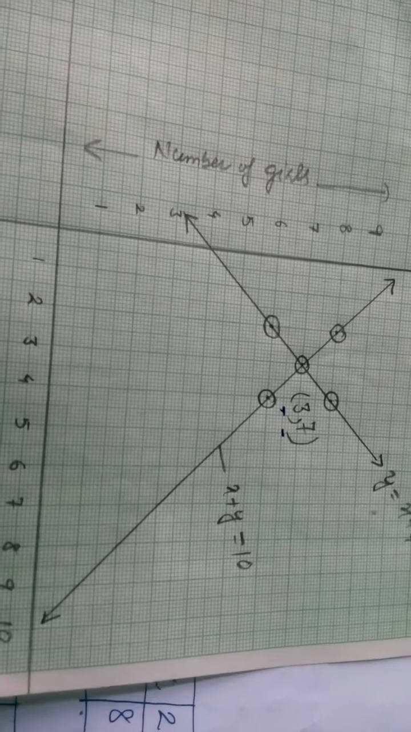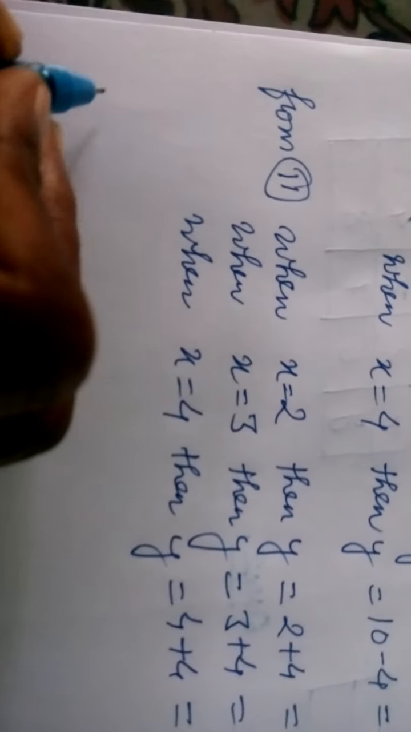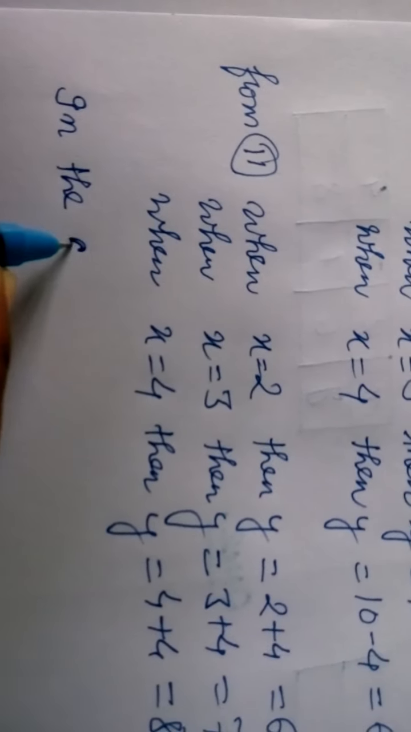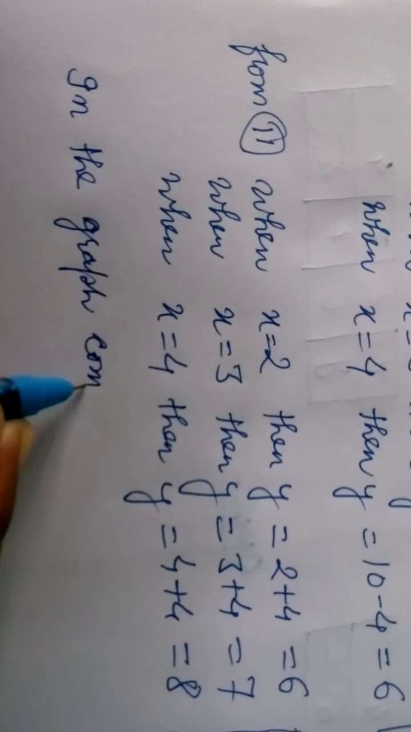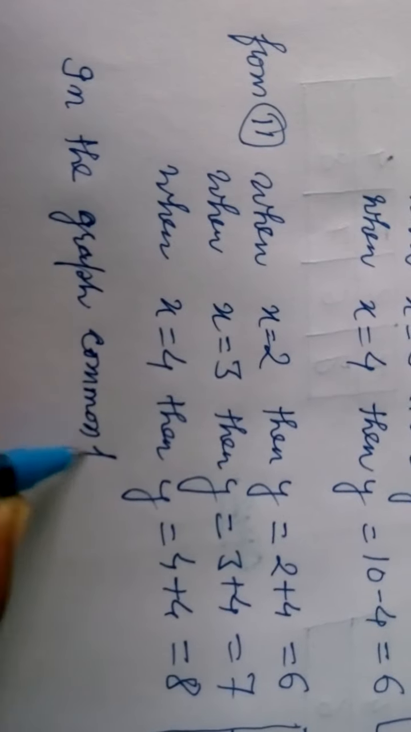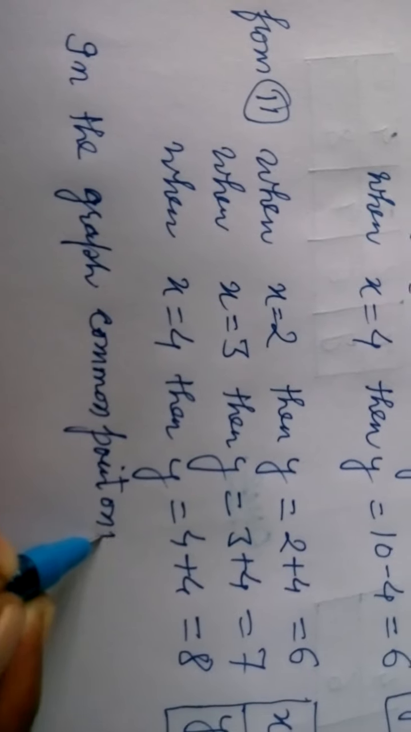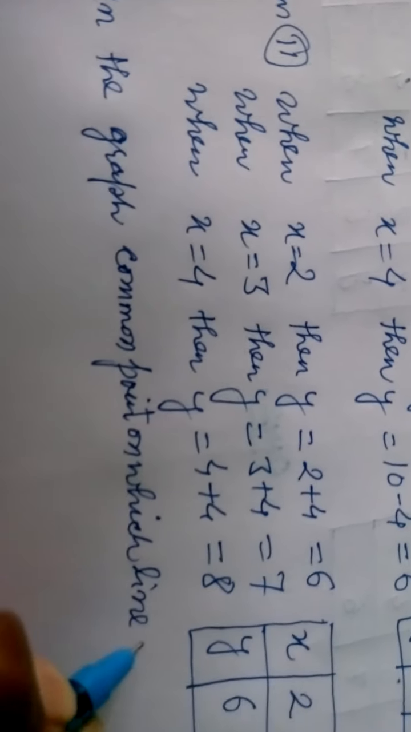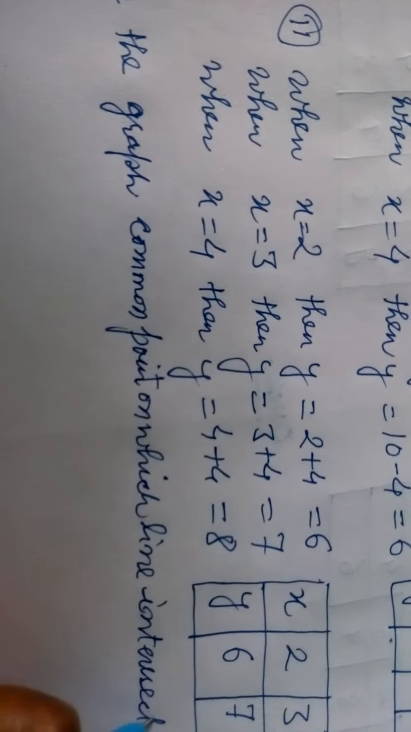Okay, so I can write that in the graph, the common point on which the lines intersect is the solution.